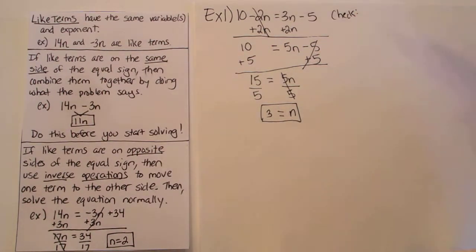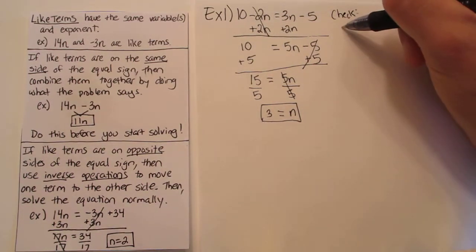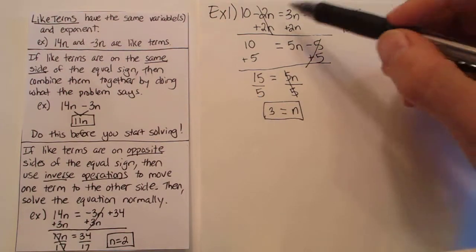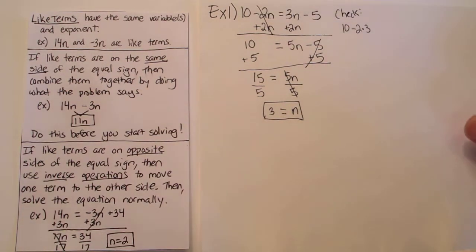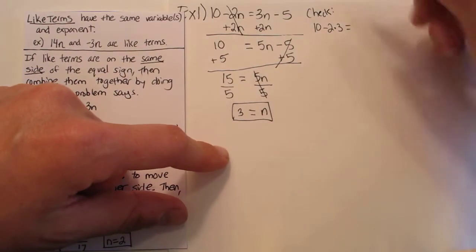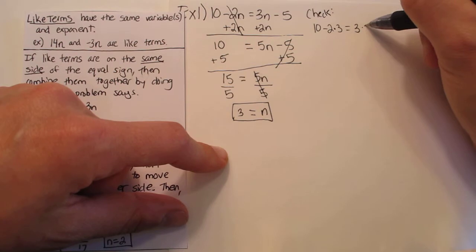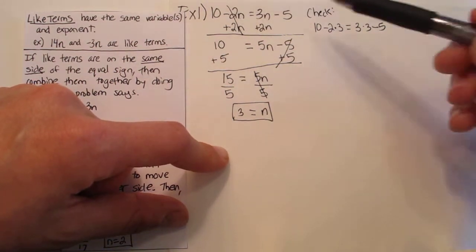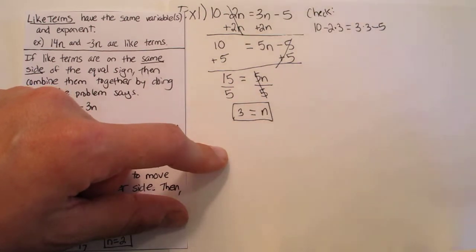So to check your work, always go back up to your very original equation here. So I've got 10 minus 2 times 3, because I'm replacing that n with a 3, equals 3 times n, which in this case is 3, minus 5. So I wrote my original equation down, replacing the n with 3.